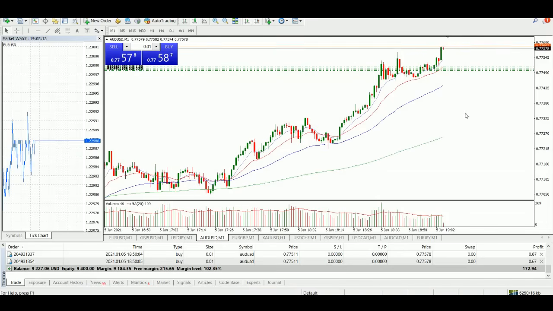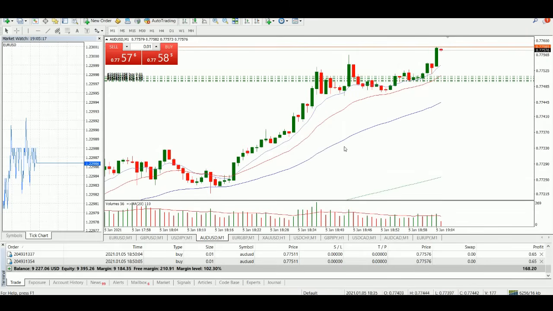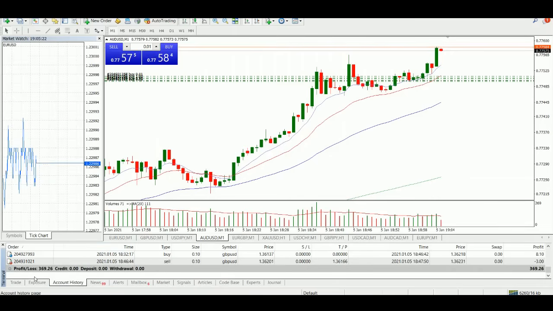It's too early to close now, so I will be waiting for it further. Since volume is remaining above the EMA 20, I will be waiting for it further.